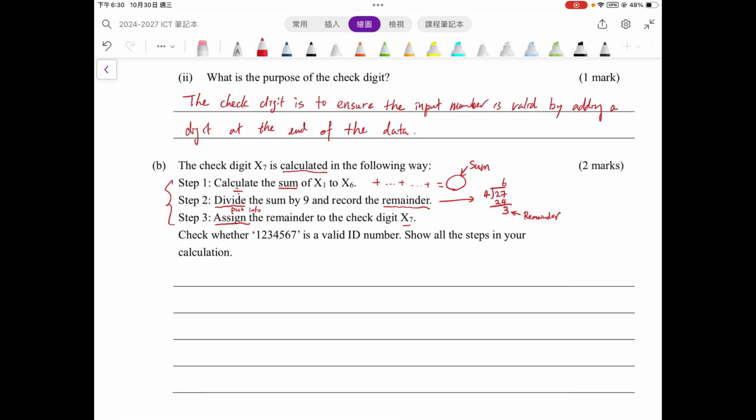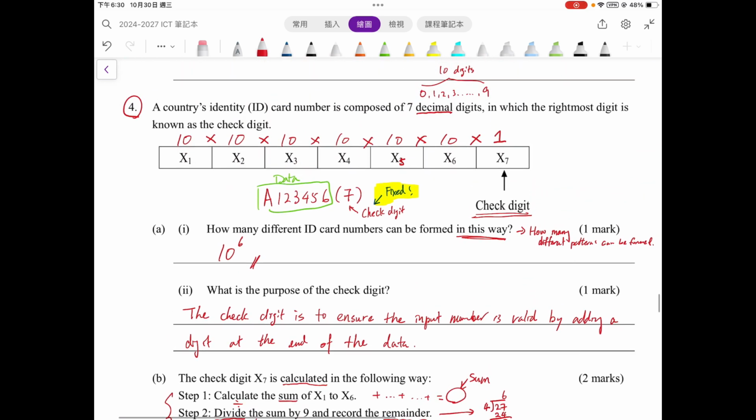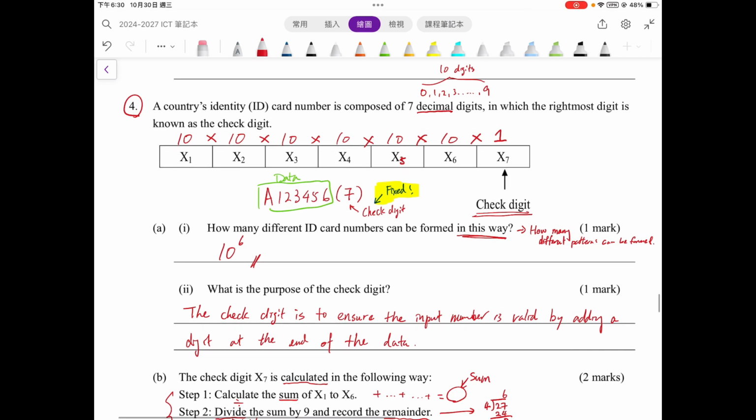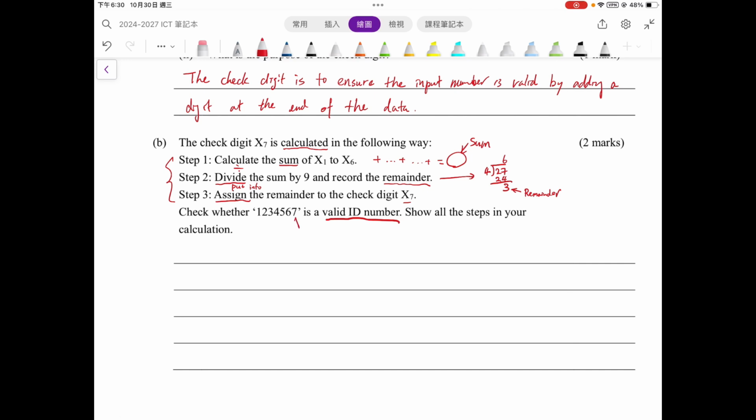Okay, so let's come to the question now. Check whether 1, 2, 3, 4, 5, 6, 7 is a valid ID number and show all the steps in your calculation. Because this number 1, 2, 3, 4, 5, 6, 7 is a kind of ID card number that you are testing, you need to follow the rules again. In the question, they have already mentioned that the last digit is the check digit, and that means 7, right? In this case, 7 is the check digit.